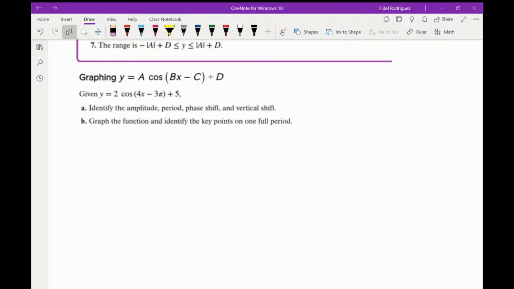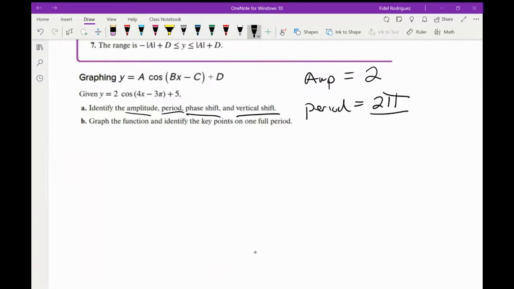Okay, I want us to go through this one, and I want you to notice now there's an extra change. Now we have not only that 2 cosine 4x minus 3 pi, we have a plus 5 on that side. So I'm going to show you how we're going to do these. The process is going to be the same. So look, amplitude, period, phase shift, vertical shift. We already know how to find amplitude. What's our amplitude here? 2. Period. 2 pi over what? Over 4, right? It's always the number in front of the x, which is pi over 2.